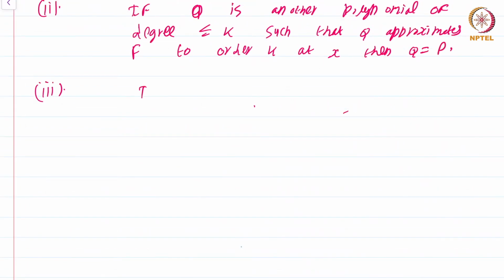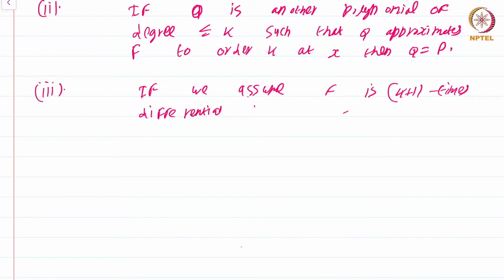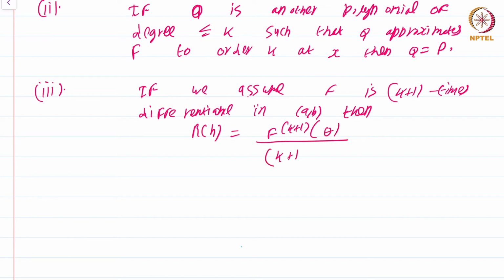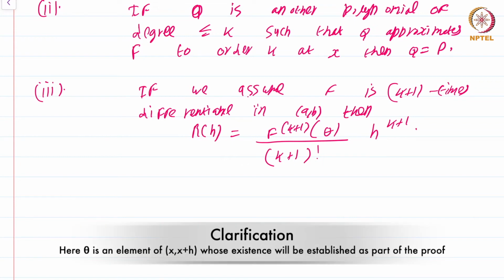And third, if we assume f is k plus 1 times differentiable in AB, then R of h, you can write it as f of k plus 1 of theta divided by k plus 1 factorial times h power k plus 1. You can write an explicit expression for R of h.